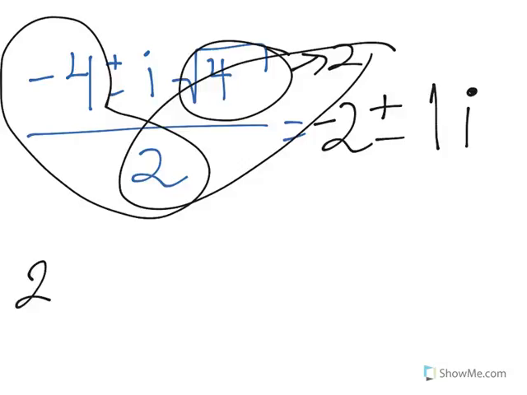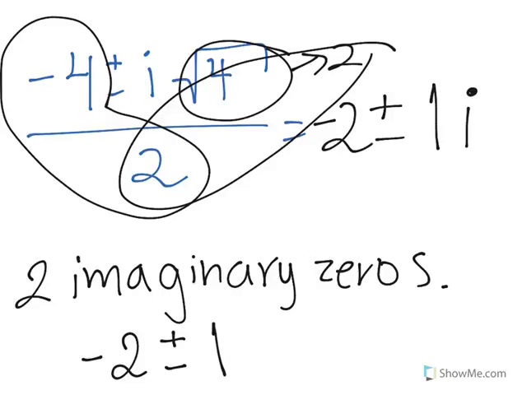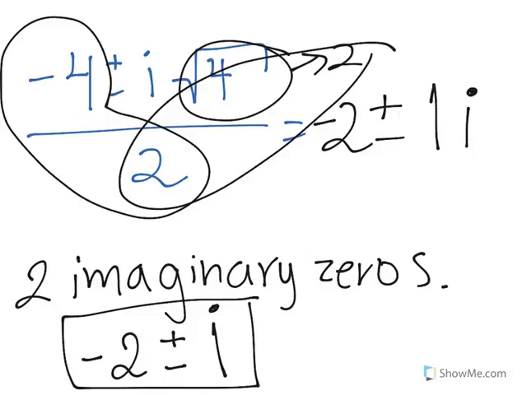So we have two imaginary zeros, and that's negative 2 plus minus i, like so. And that's our solution.